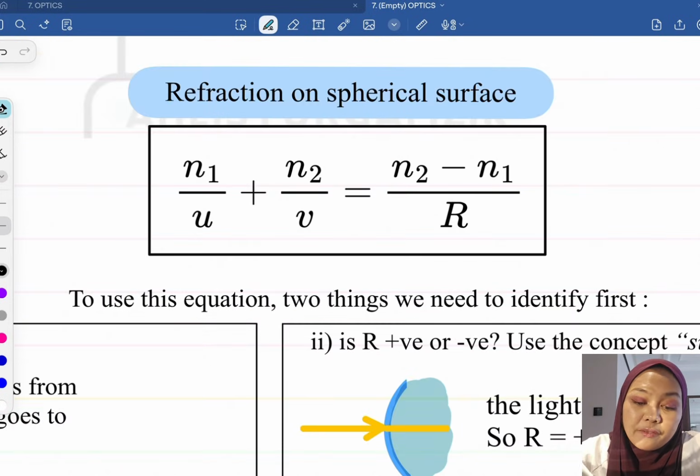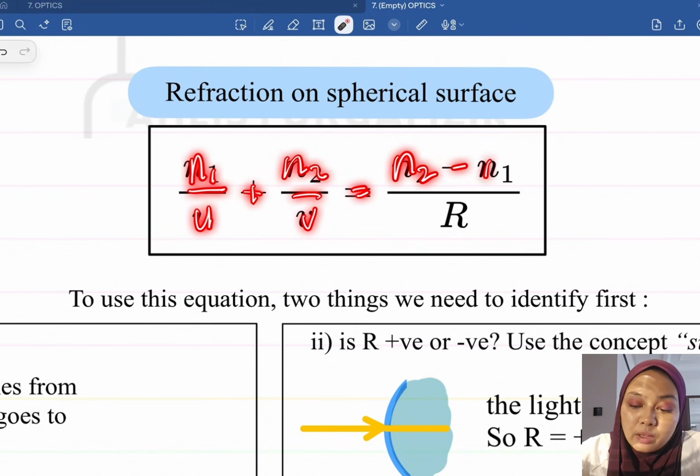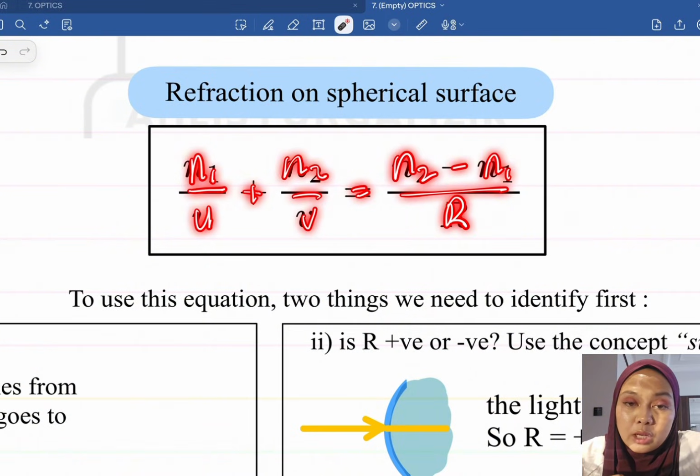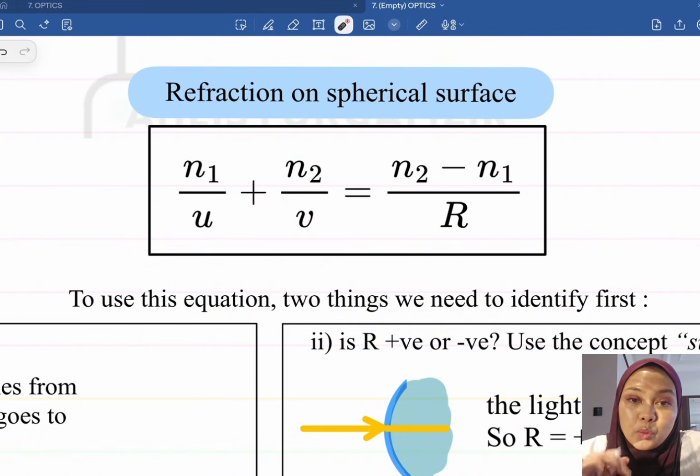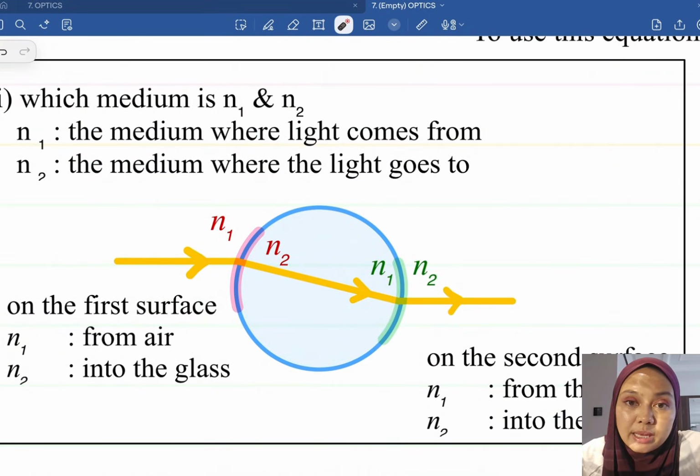Next we go to the refraction on spherical surface. The equation is n1 per u plus n2 per v equals n2 minus n1 over r. In order for us to use this equation, we have to know two parts. Number one, we have to know which medium is n1 and which medium is n2. n1 is the medium where the light comes from, while n2 is the refractive index of the medium where the light goes to.